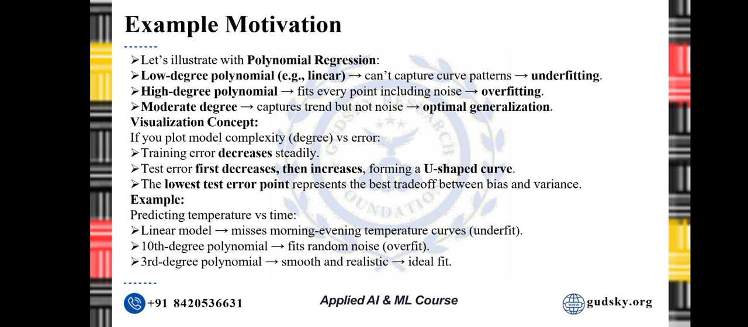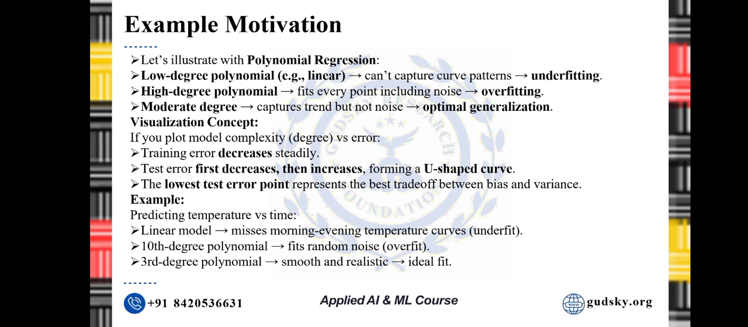So let's make all this even clearer with a simple real example. Imagine you are trying to predict the temperature of your city over 24 hours. If you use a linear regression model, it just draws a straight line. It will miss the morning and evening dips in temperature, that's underfitting. If you use a 10th degree polynomial, it fits every little fluctuation, including the noise from measurement errors, that's overfitting. But a third degree polynomial might capture the overall shape perfectly. Not too smooth, not too rough, just right.